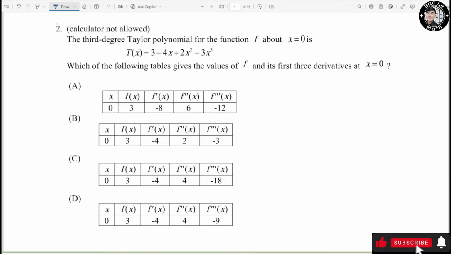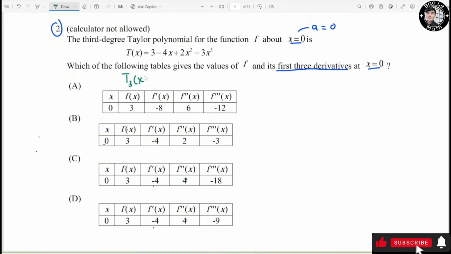Now let's move on to question 2. The third degree Taylor polynomial for the function f about x equals 0. It tells us that the center equals 0, right? T3 of x equals this, which of the following tables gives the values of the function f and its first three derivatives at x equals 0?